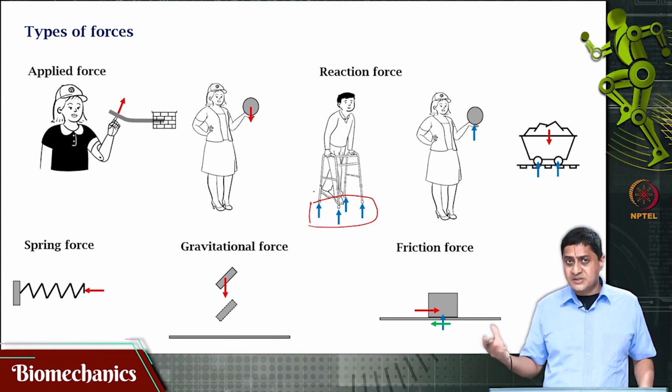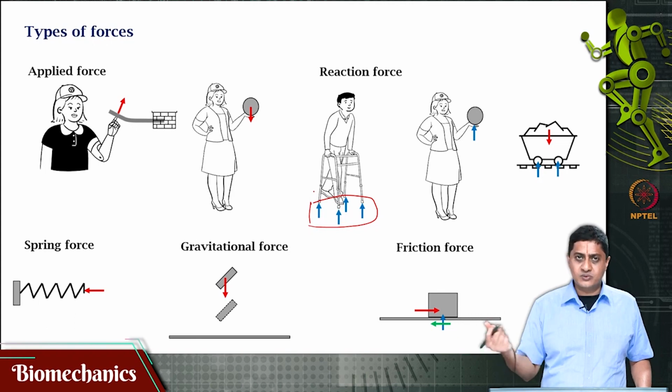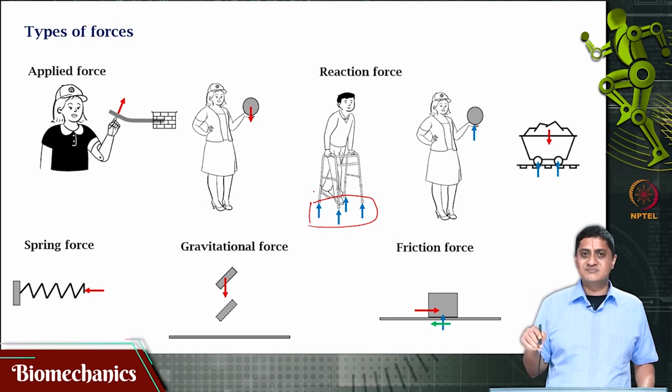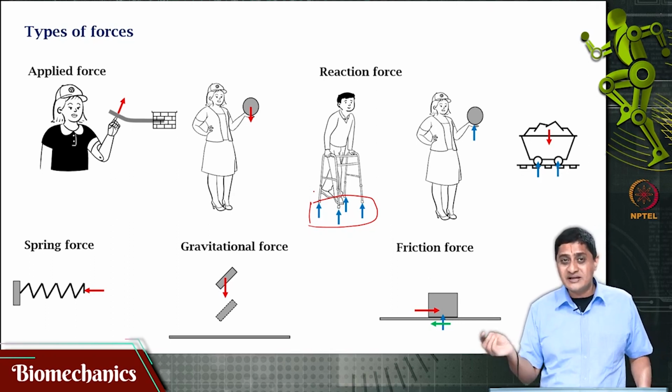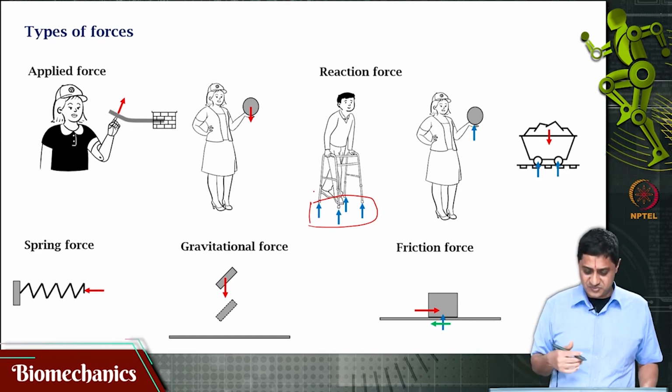Now, because I know that this walker is not accelerating downward, it is not just going down, I know that the ground or the floor is applying an equal and opposite force on the walker. This is why the walker is in static equilibrium. So, this force that is applied by the ground on that walker is called reaction force.